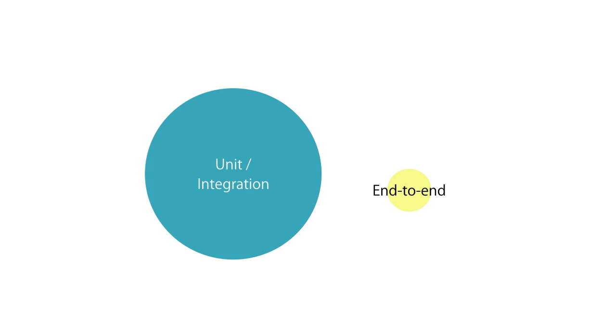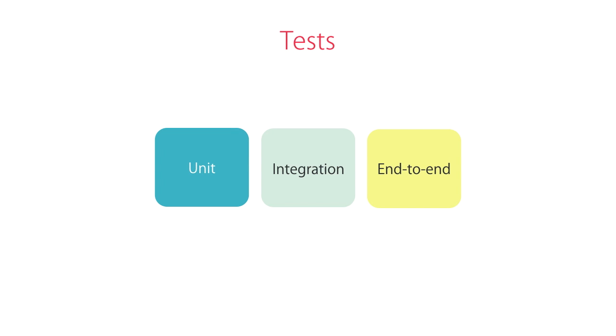So ideally, we want to spend most of our time writing unit and integration tests and write very few end-to-end tests only for the key functions of the application. But we're not going to test all the edge cases with end-to-end tests, like something being null, something being out of range, and so on. We use unit tests for those scenarios. So here are the three main types of tests.